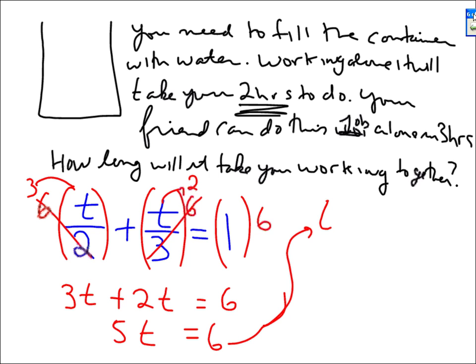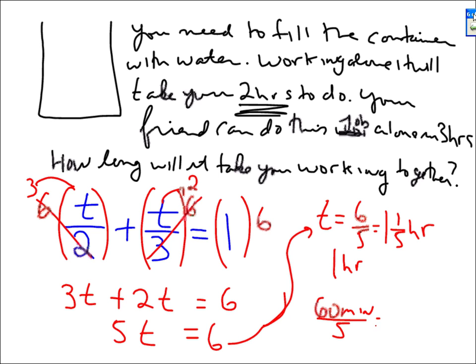And t is 6 over 5. It's 1 1/5 hour. It's 1 hour plus 1/5 of an hour. If you take the hour, which is 60 minutes, and divide it by 5, you get 12 minutes. That's 1/5 of an hour. It takes 1 hour, 12 minutes. That's how long it will take you and your friend to do the job.